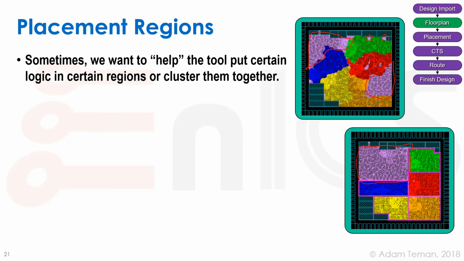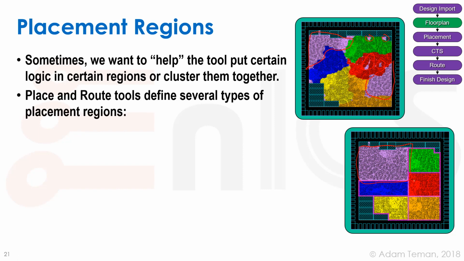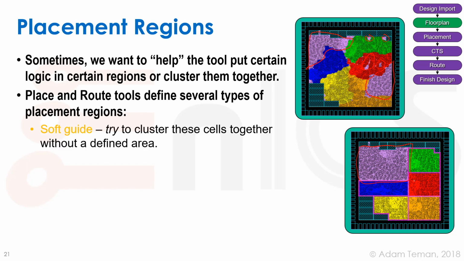So how do we do this? Well, we can do it with what we call placement regions. There are several types of placement regions. One is called a soft guide. That's the lowest level, which tells the tool, listen, try and cluster these cells together without a defined area. It's kind of a strange type of definition, but it does affect the algorithms that run these things a bit.